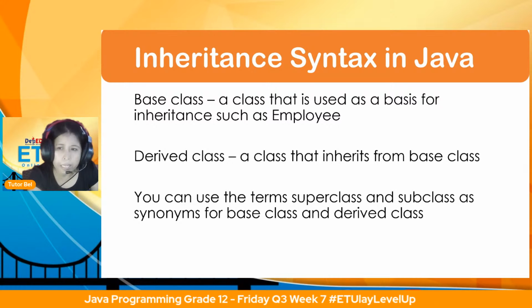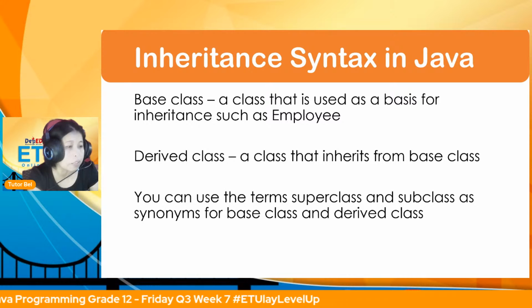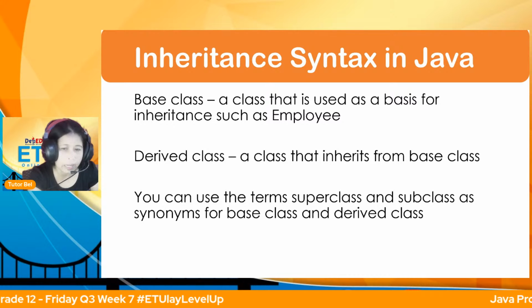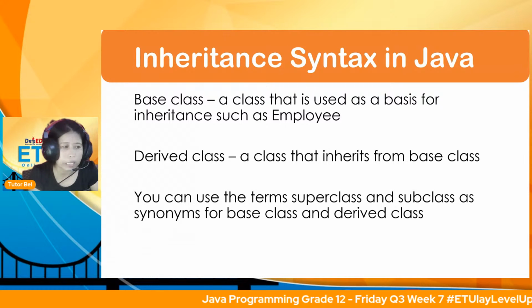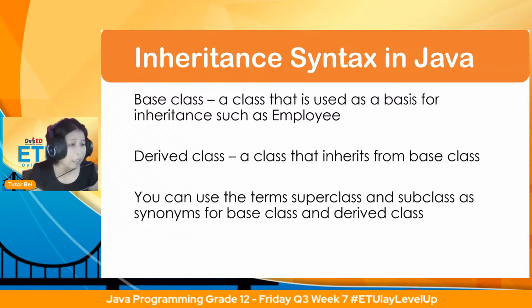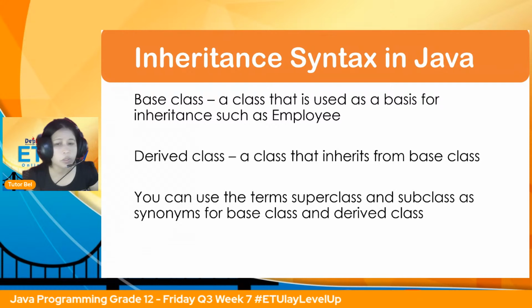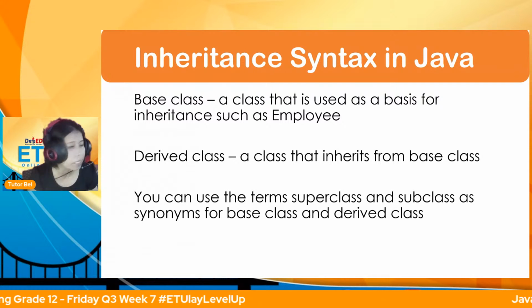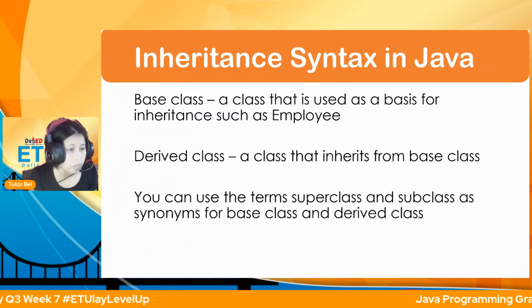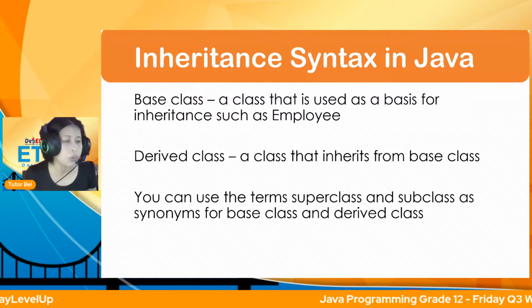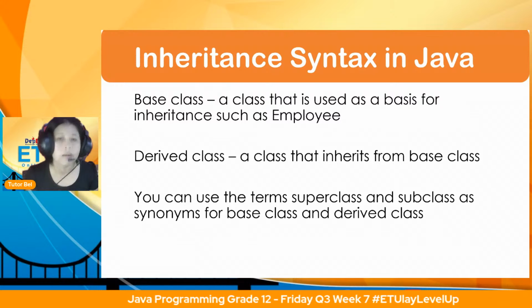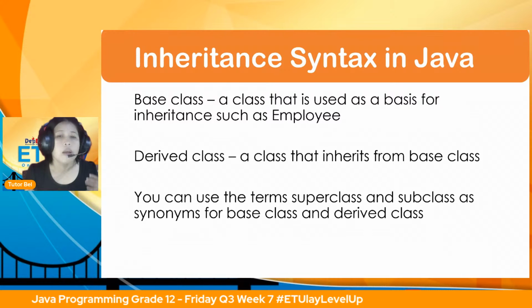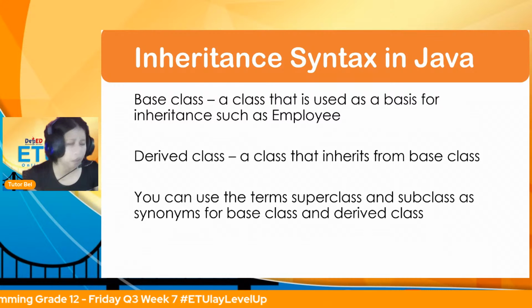A base class is a class that is used as a basis for inheritance. And then we have the so-called derived class, a class that inherits from the base class, no? So there should always be a base class. If there is no base class, there would be no inheritance at all, no? So we should have a base class because we can only derive the derived class from the base class.